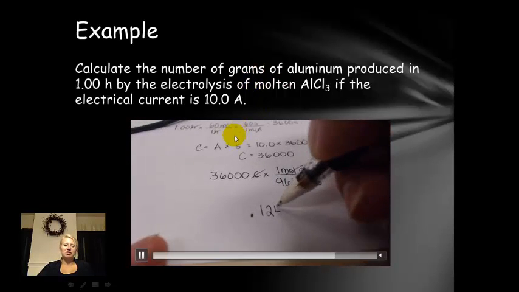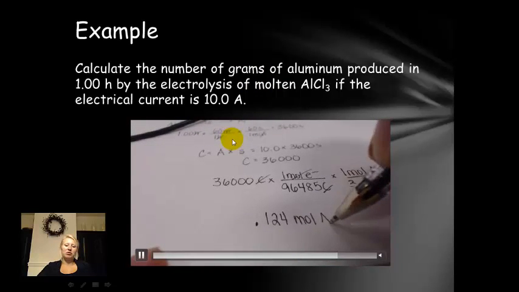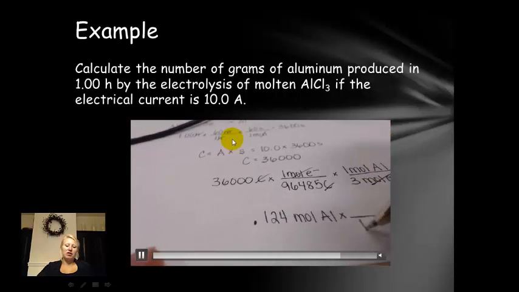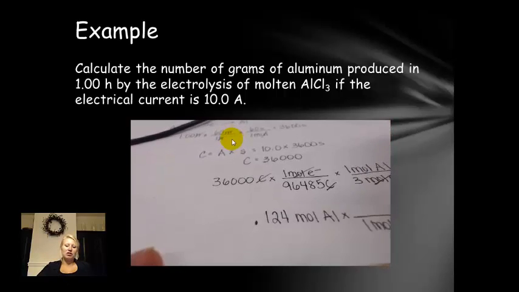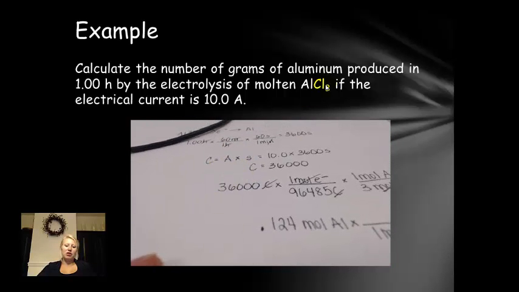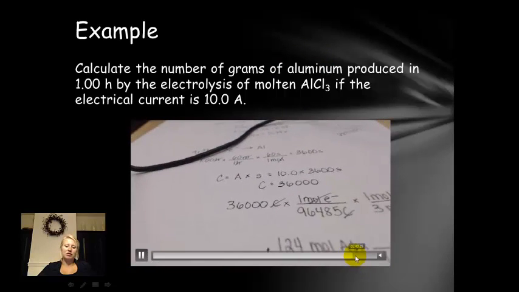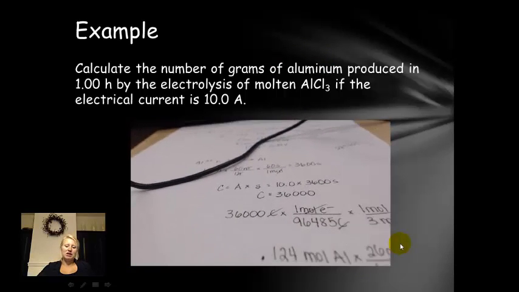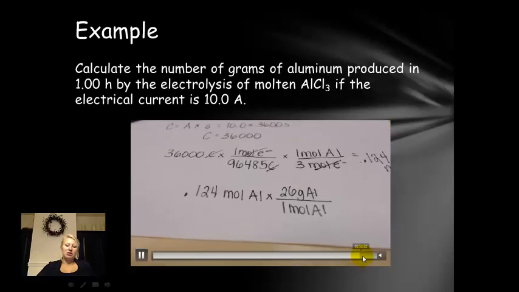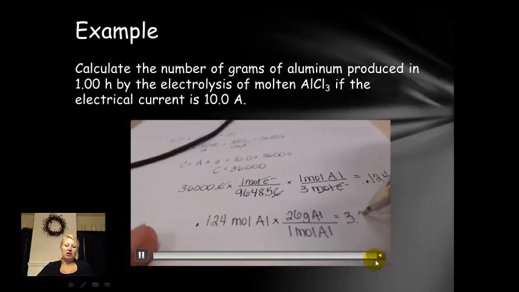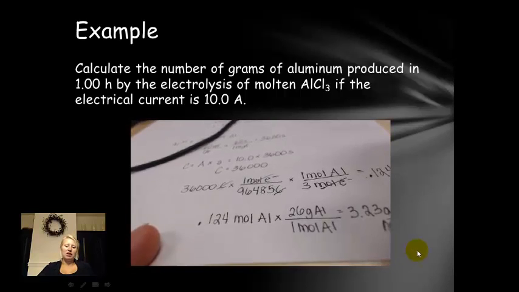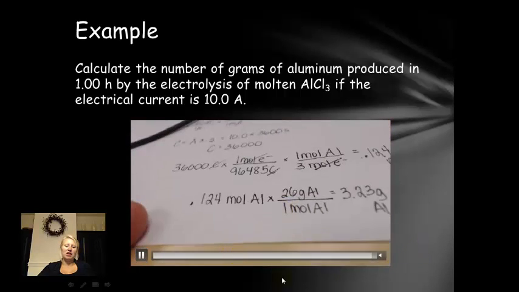So we need to take the 0.124 moles of aluminum and convert from moles to grams of aluminum. So the molar mass for aluminum is 27 grams. And so we put this in our calculator and we get 3.23 grams of aluminum in that 1 hour.